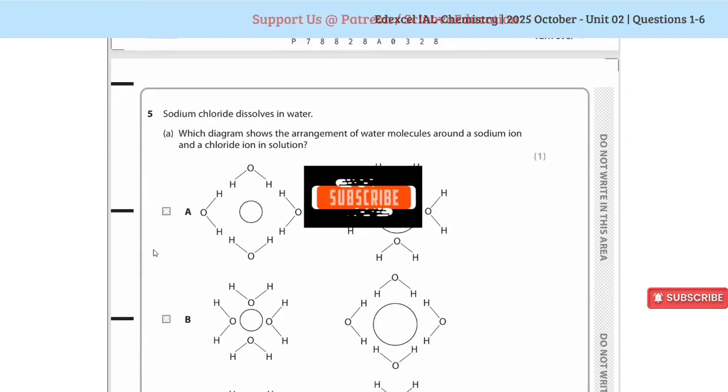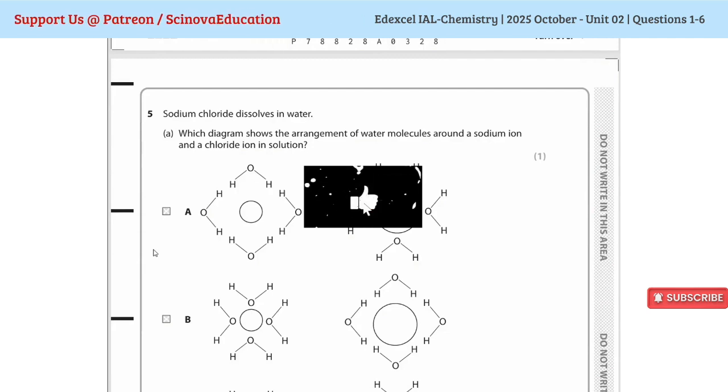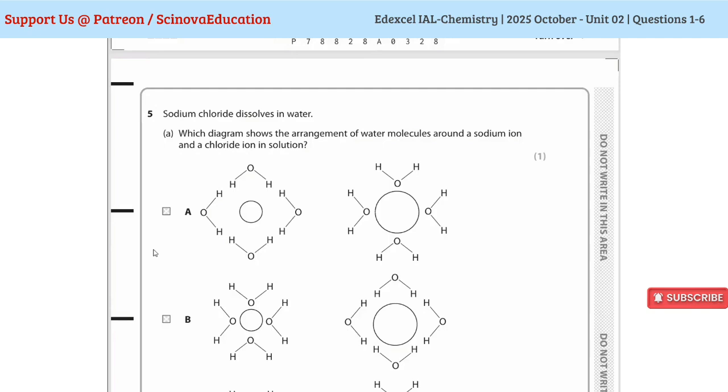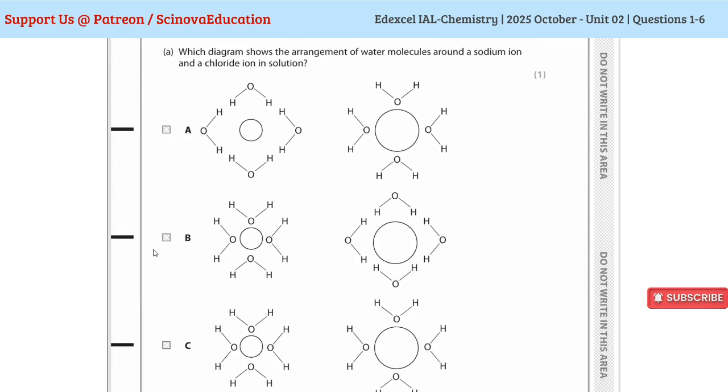Question 5. Sodium chloride dissolves in water. Which diagram shows the arrangement of water molecules around a sodium ion and a chloride ion in solution? You can see sodium and chlorine are not labeled. You are just provided with a small circle and a large circle. You should understand that the small circle is sodium and the large circle is chlorine, because sodium and chlorine are in the same period.